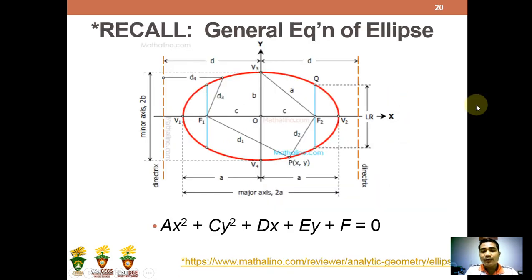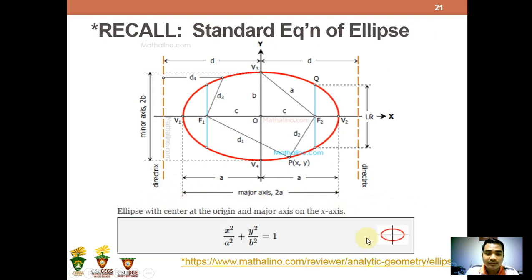So for the general equation of an ellipse, atong i-recall sa inyong mathematics or sa inyong calculus that we have this general equation: ax squared plus cy squared plus dx plus ey plus f is equal to 0. So yung general equation. Kung makita kag ingani nga forma sa equation, then it's an ellipse, no? So again, you need to familiarize this one para unya pag mag-solve na tag ellipse problems, dapat naka-familiar na mo ani nga general equation.